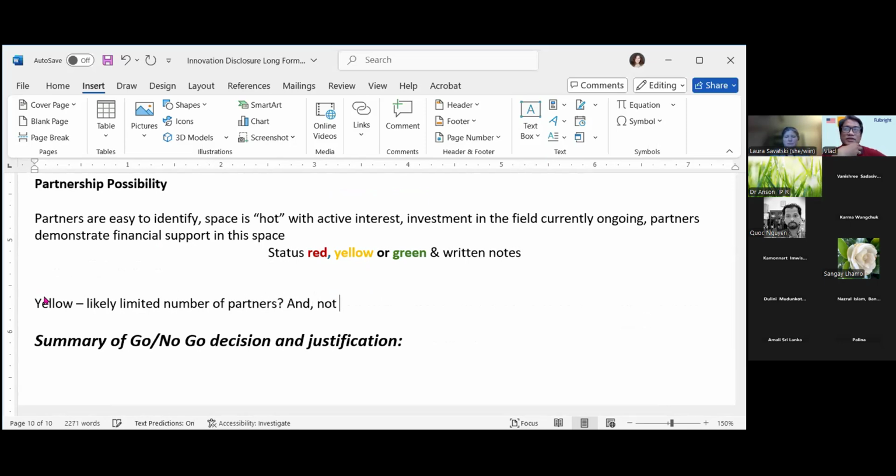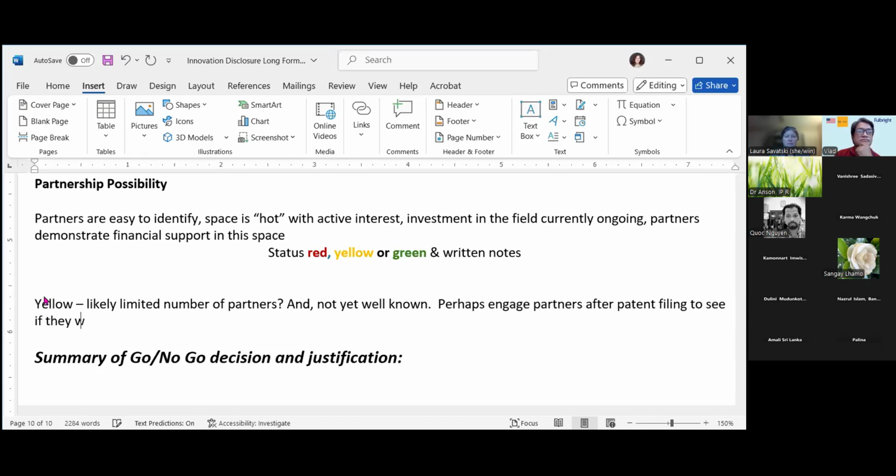So you're trying to help the inventors at the same time you're playing the role of devil's advocate. And I would say perhaps engage in partners after patent filing to see if they want to sponsor research on the device.